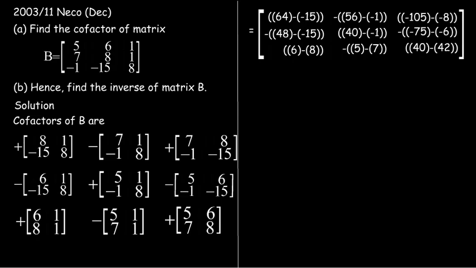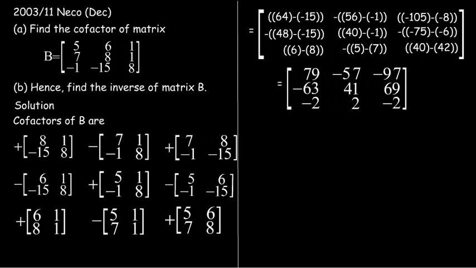And simplifying our brackets, we get the matrix 79 minus 57 minus 97, minus 63 41 67, minus 22 and minus 2. And for the second part of our question, the B part, we are asked to find the inverse of matrix B. Now we know that the inverse is equal to the adjoint of B divided by the determinant of B.